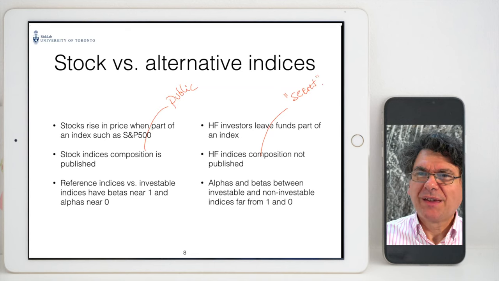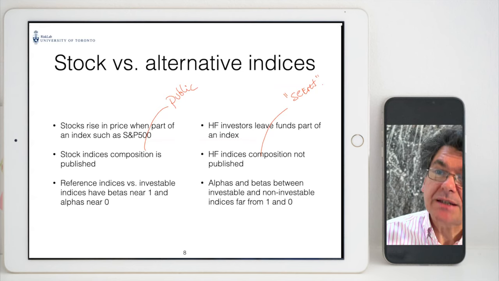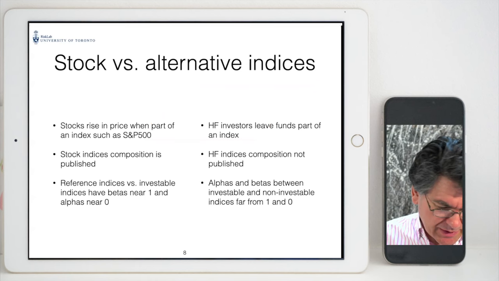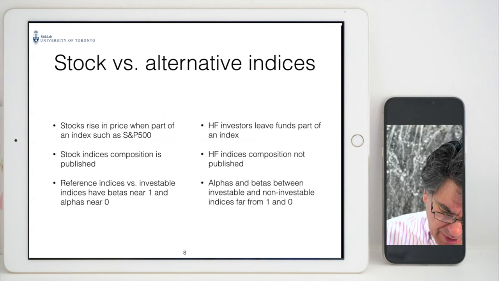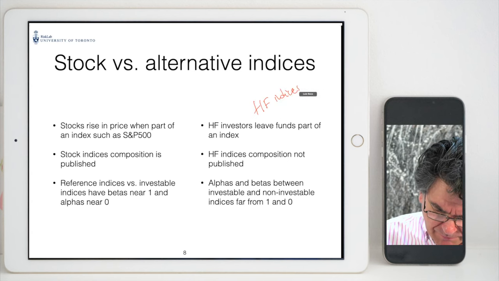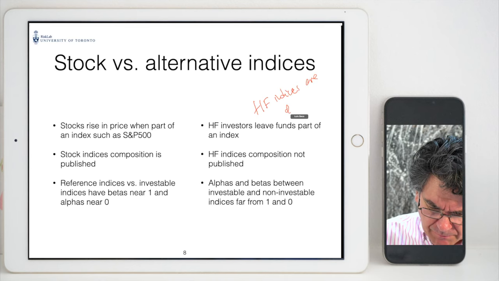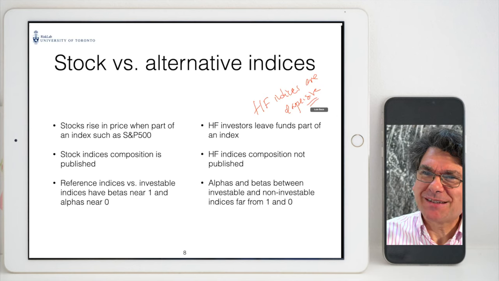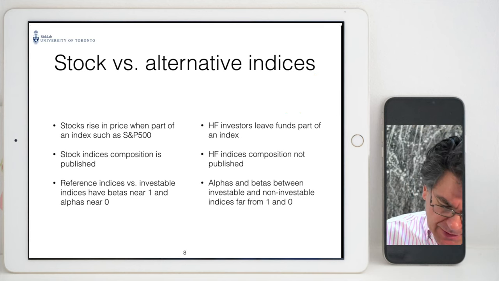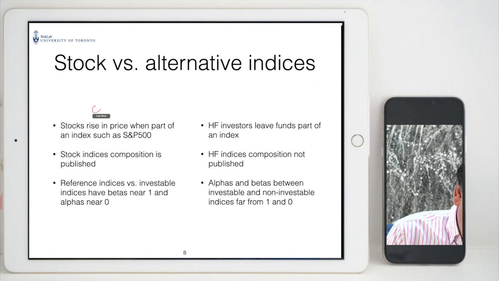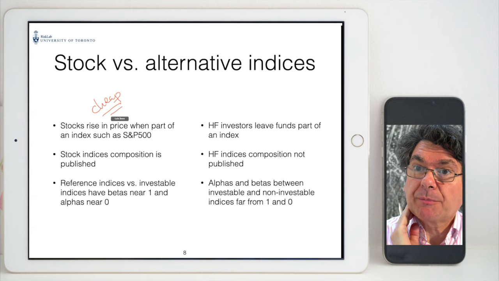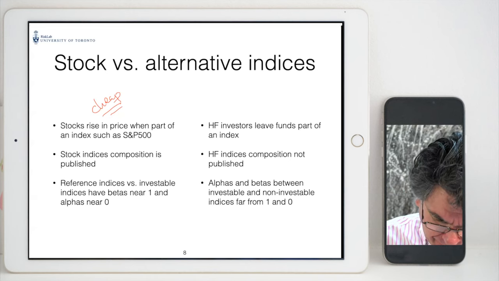Also different. Okay, and there's a reason for that. There's a commercial reason for that, which is something which is not here, which is that HF indices are expensive. So what they're made of is kept secret, okay? But these stock indices are cheap. So they publish the ingredients without a problem, okay?